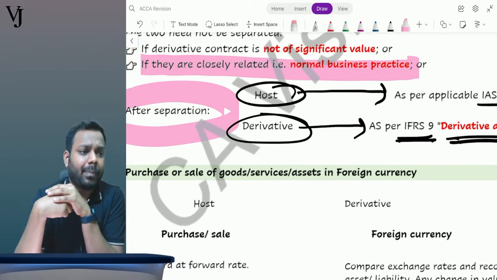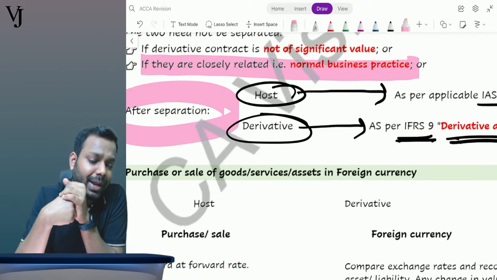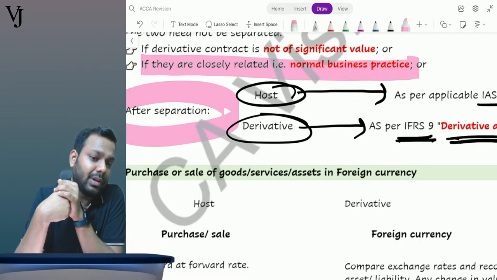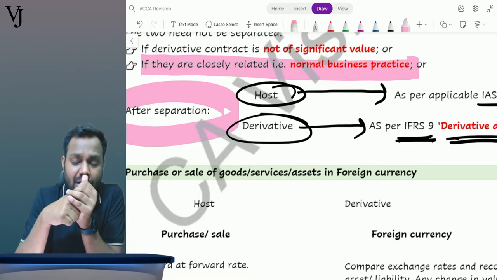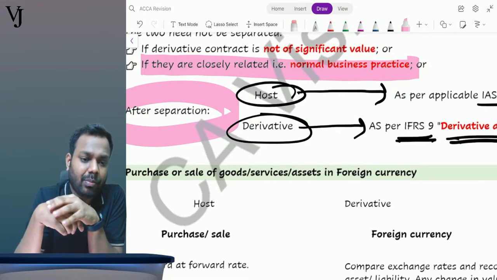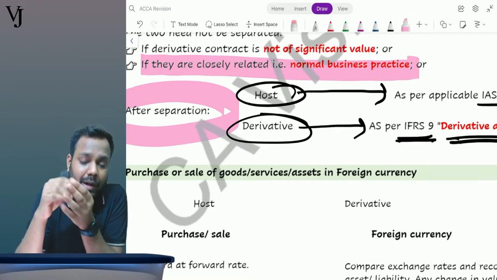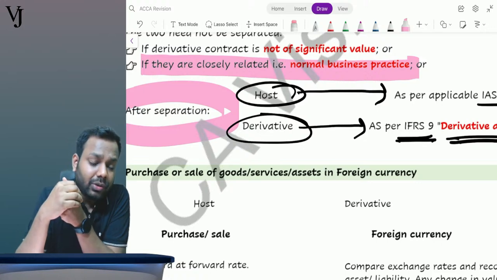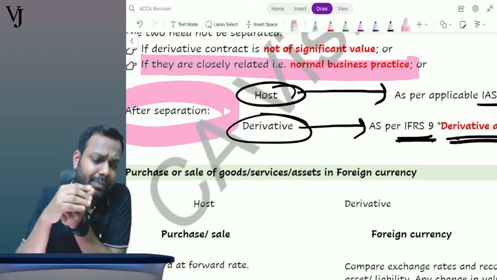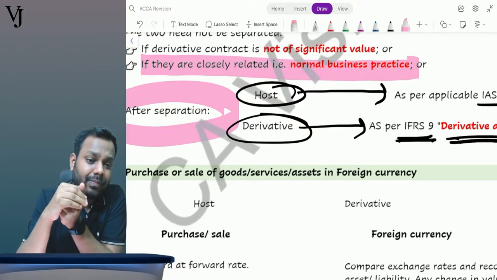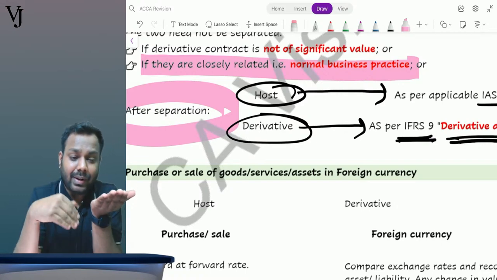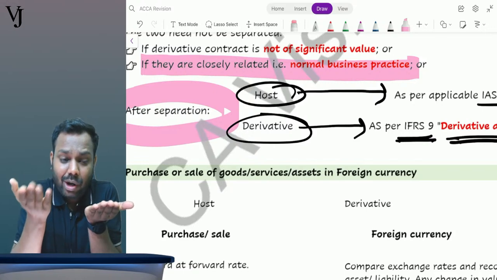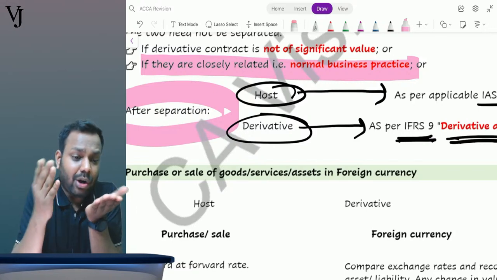any particular student says that, sir, I will pay the fees after two months. Now in that case, what will happen? So if the student says that, and that student is a foreign student, don't you think I will have a risk of forex increasing or decreasing? So now one host contract is the sale of classes, and the derivative contract is a forex gain or loss, right?